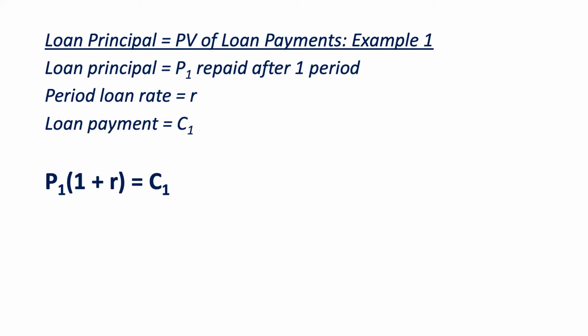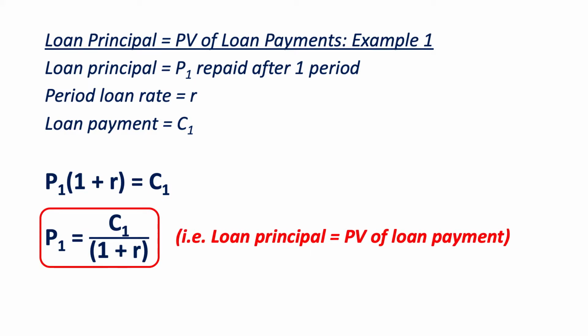We then divide both sides by 1 plus R, and we end up with this second equation. In the left-hand side, we have loan principal, and in the right-hand side, we have the PV of loan payment. And so we have loan principal equal to the PV of loan payment. The only caveat is that we must use the interest rate of the loan as the discount rate. If we use another interest rate instead, then both sides may not be equal.